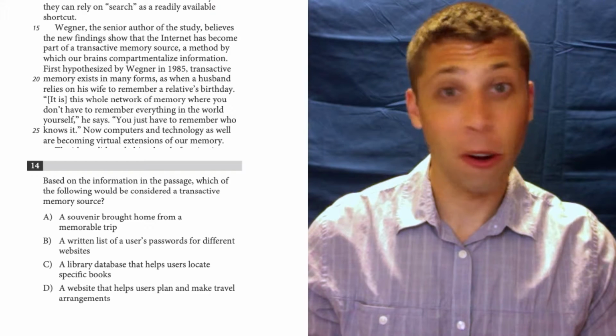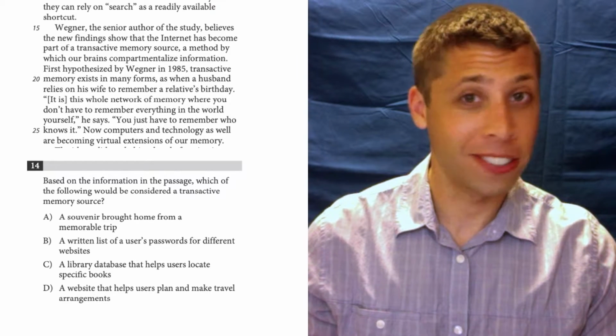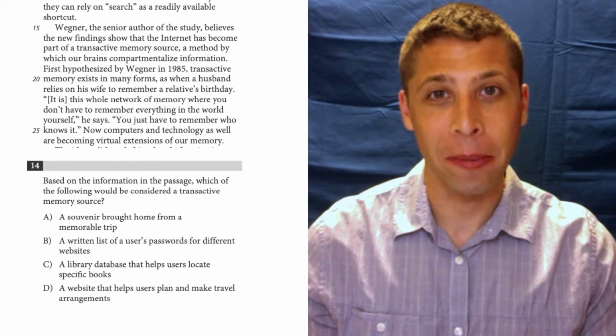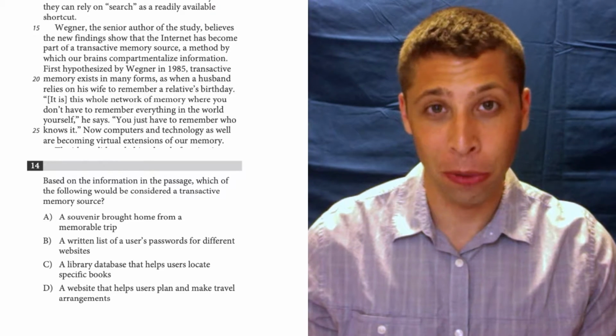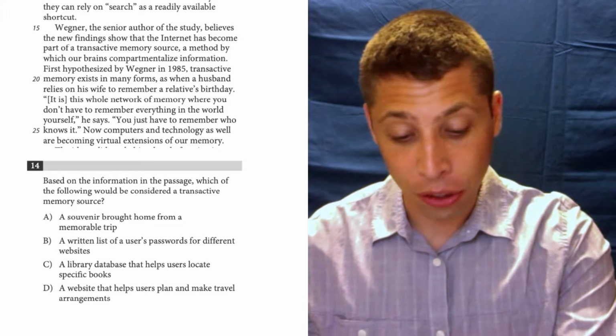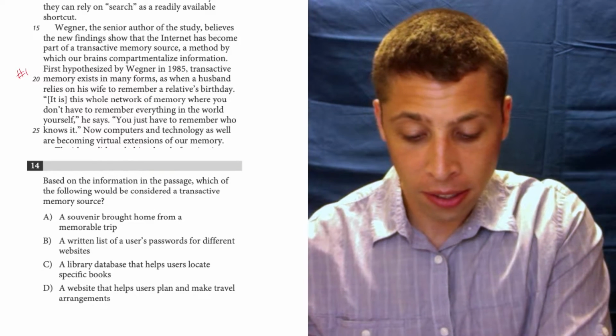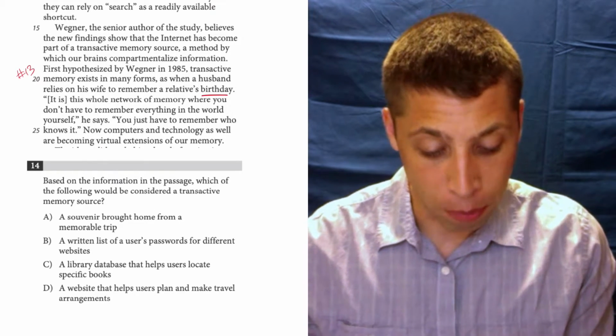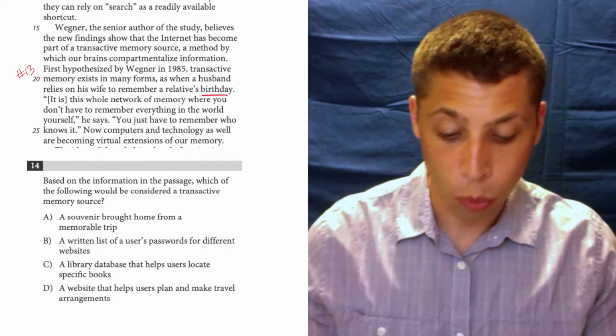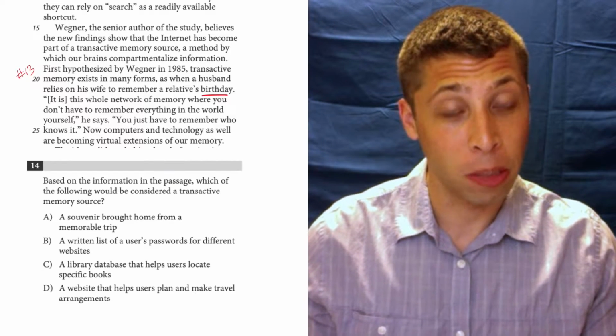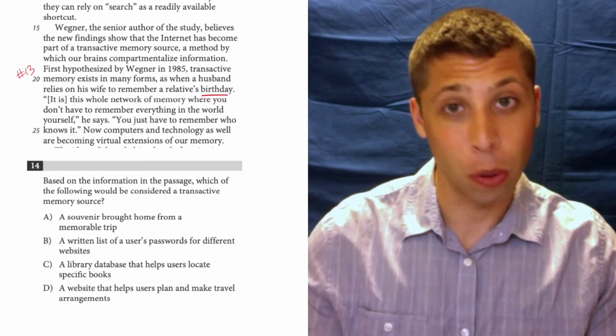Number 14 also does not have a line reference. This is just a huge problem on this test, but it's okay. We have the chronology rule. We know that the answer to number 13 was in these lines here. We had to look at the birthday thing, which is around line 21. So that's where we would expect to start to have to read for question 14.